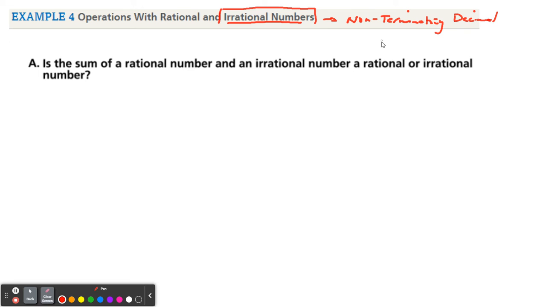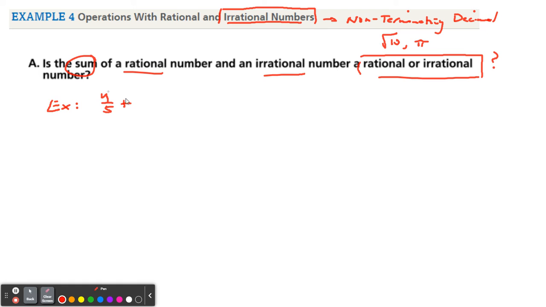For instance, like I said, the square root of 10, or any square root that doesn't simplify, or pi. Pi is an irrational number: 3.14, and so on. So we're trying to see, is the sum of a rational and an irrational number going to be rational or irrational? Let's take a look at an example. Let's use one of our numbers from the previous example, 4/5, and add it to the square root of 10. We're going to put the square root of 10 over 1, and we need a common denominator. So the denominator would be 5. We need to multiply the square root of 10 by 5.